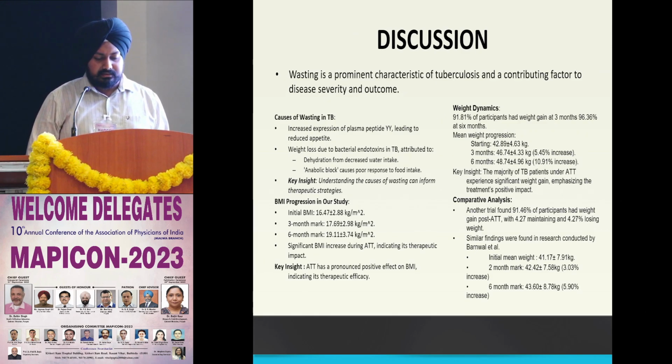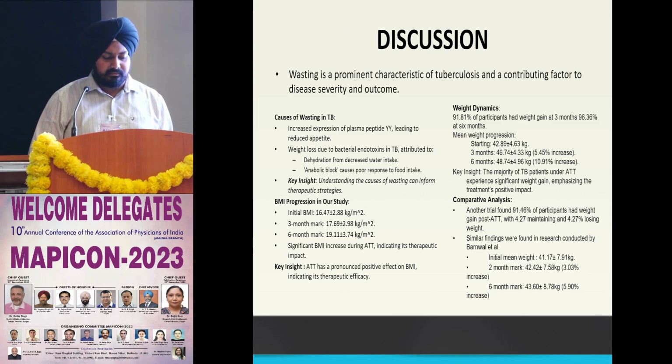Wasting is a prominent characteristic of tuberculosis and a contributing factor to disease severity and outcome. It is partially attributed to increased expression of plasma peptide YY, leading to reduced appetite. Weight loss is also attributed to bacterial endotoxins in TB, due to dehydration from decreased water intake and anabolic block causing poor response to food intake.